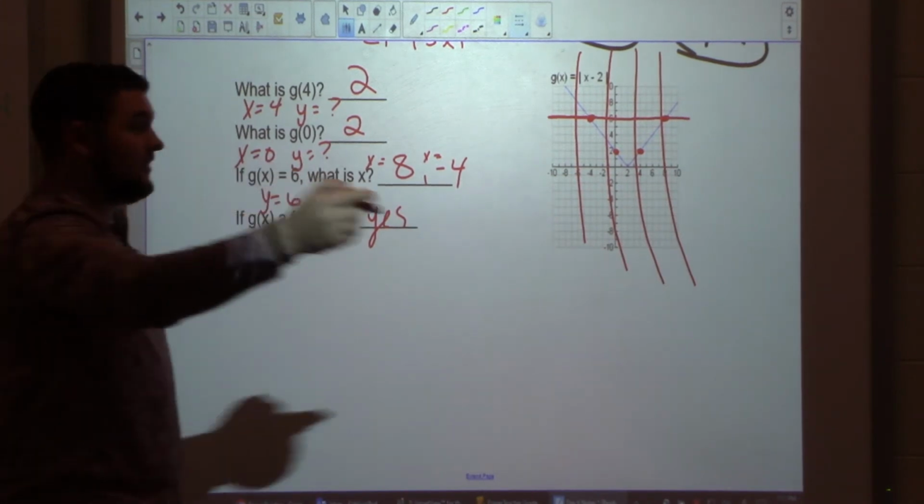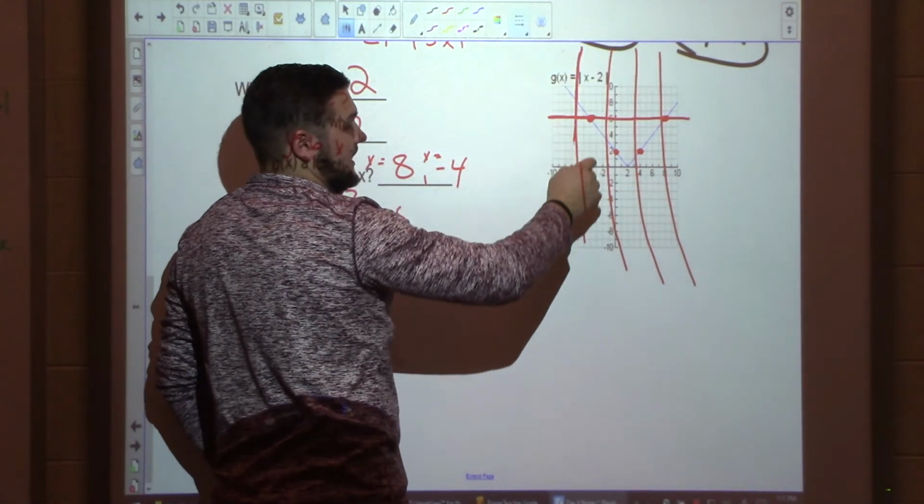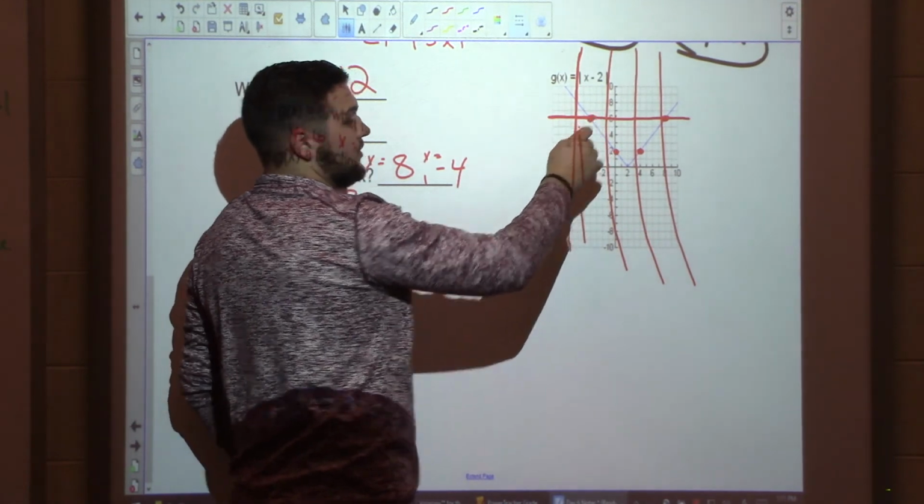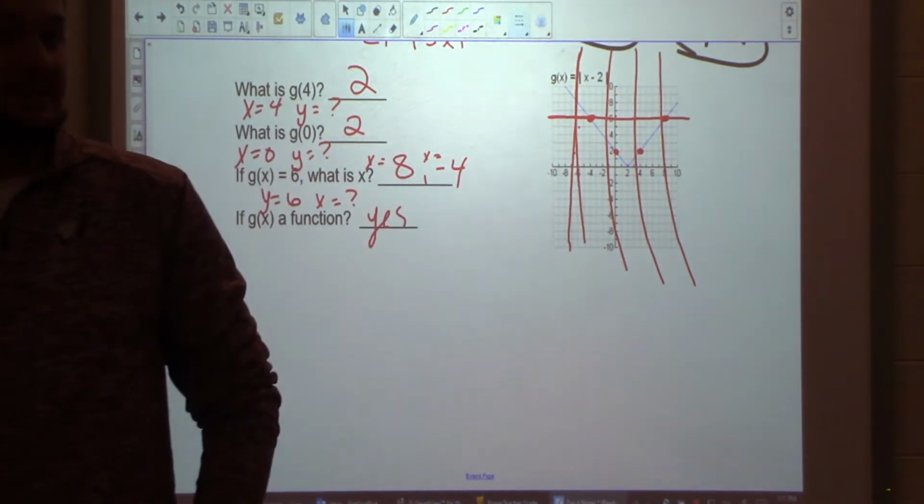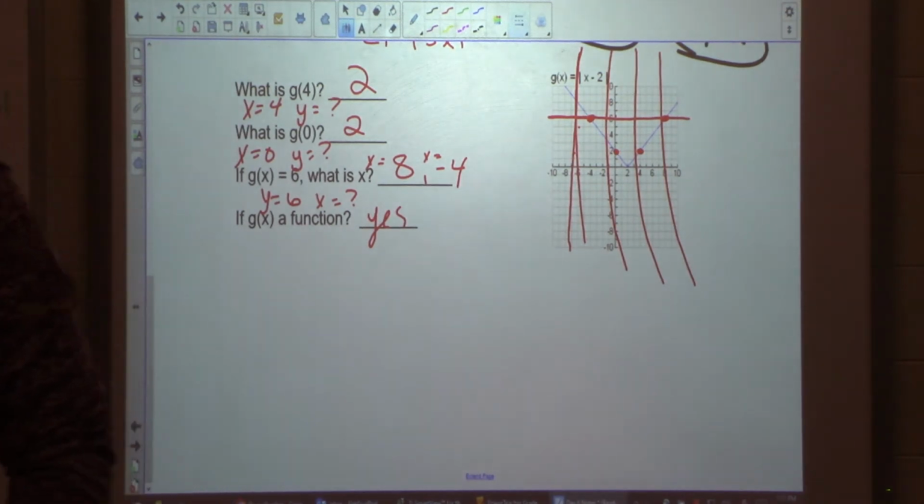Which would be, if I went on here, right, a vertical line is an x value. If I hit more than once, that means those y's are all answers. Does that make sense? Yeah. Okay. So yes, this one is a function. It passes the vertical line test.